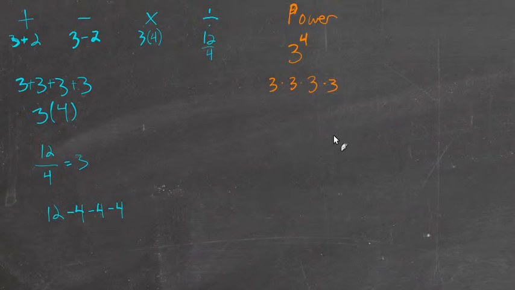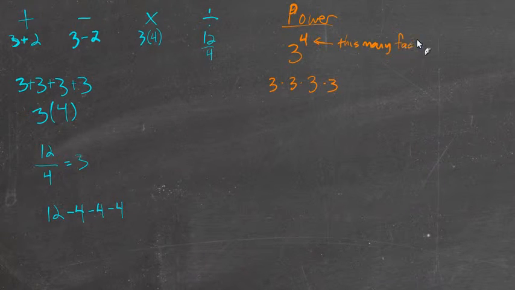Okay? So that's just a new idea, or maybe not that new to some of you. The idea of a power. Just it says this many factors. And a factor is something you multiply by something else. So we're going to use 4 factors of 3. Okay. Just repeated multiplication.